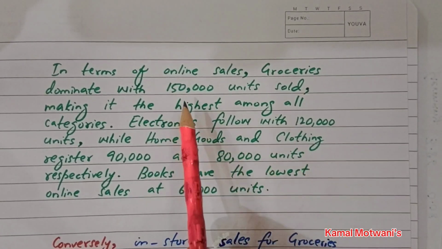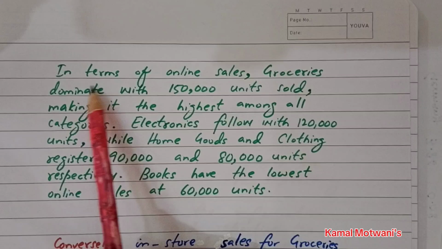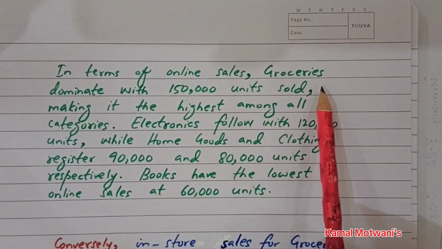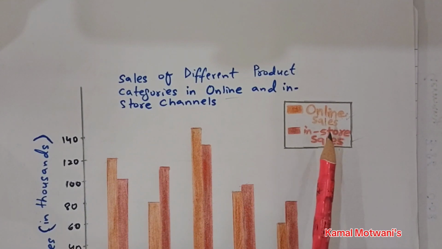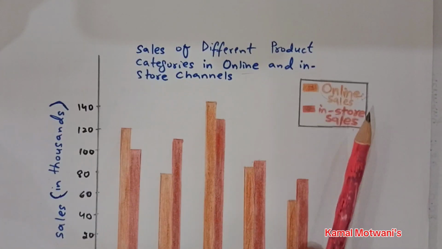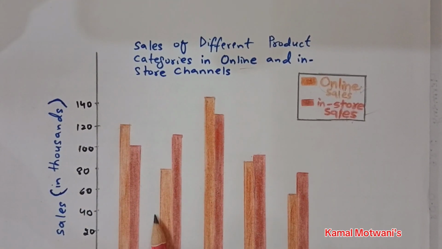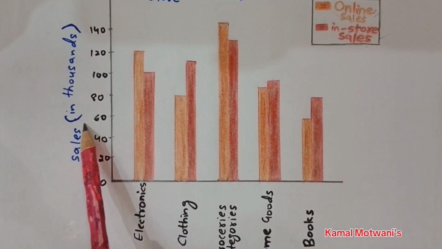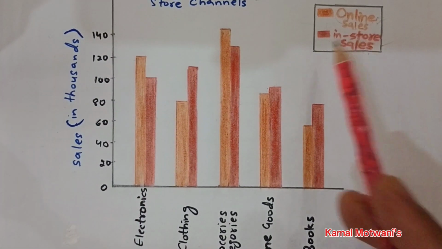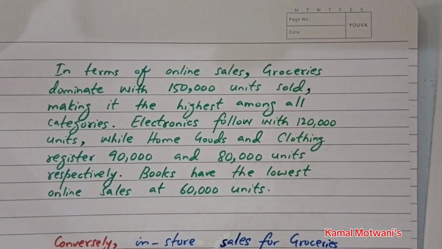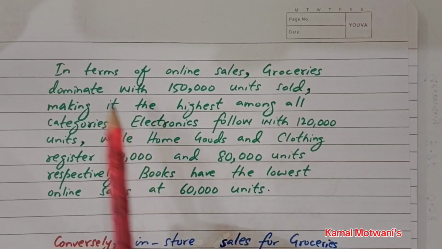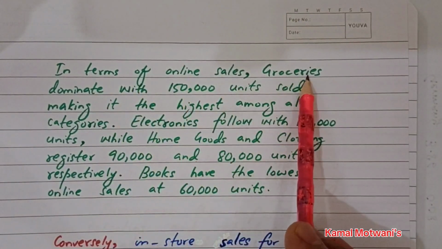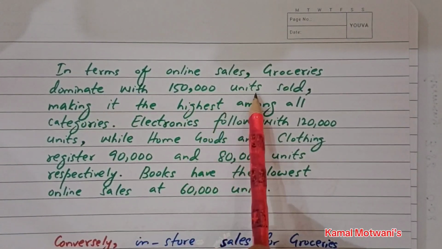Okay, so let's read it. In terms of online sales, groceries dominate. Okay, let me tell you one thing. Now we will write all the information regarding online sales. These orange bars, regarding all the categories, and in terms of their sales, we will write all this information in this paragraph. Okay, let's read it. In terms of online sales, groceries dominate with 150,000 units sold.